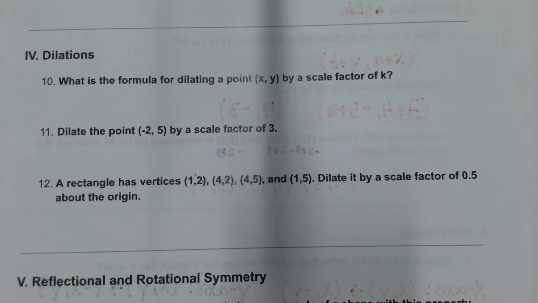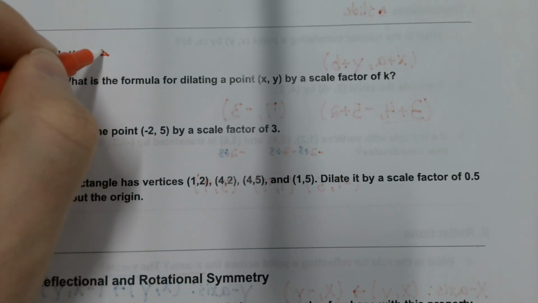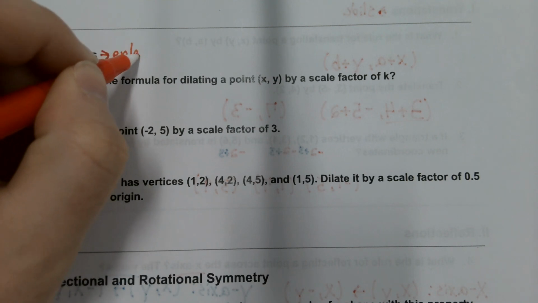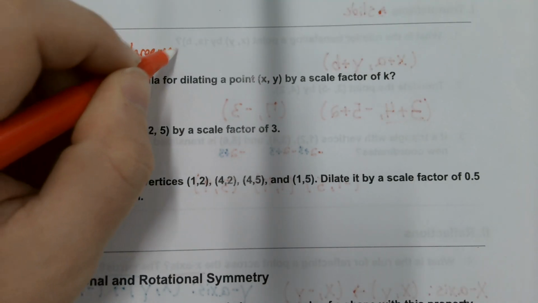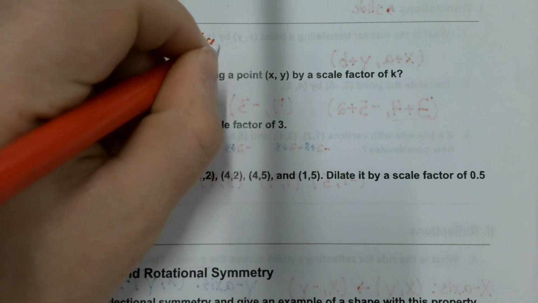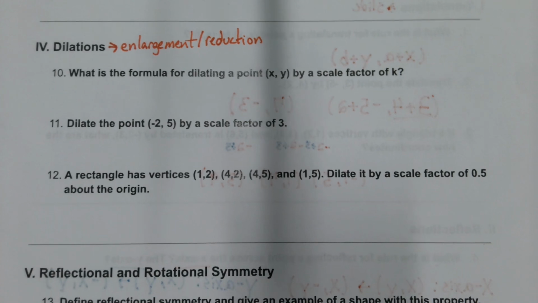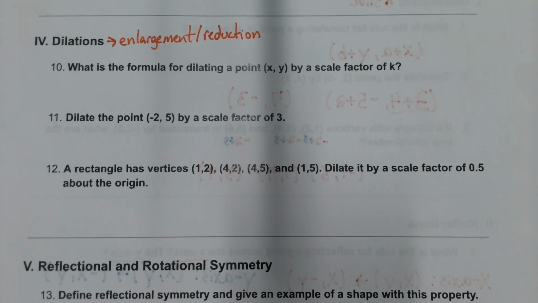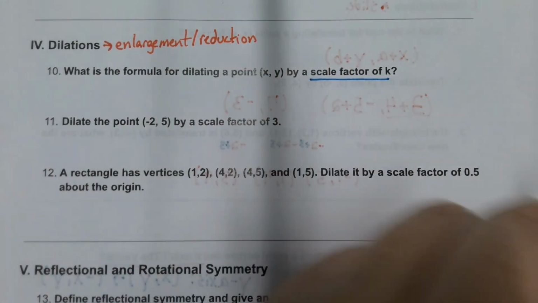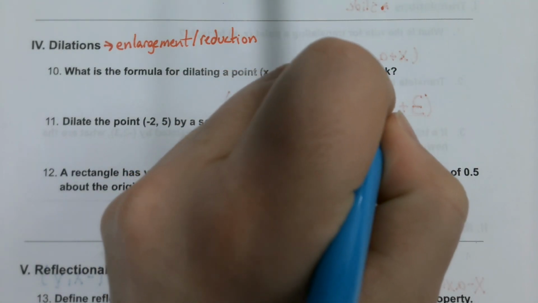All right, so now let's take a look at dilations. Again, remember, dilations is making something larger or something smaller. Again, in math terms, we would say enlargement or reduction. So again, if you want to write that, this is going to be an enlargement or a reduction, depending on the scale factor. So if we look at number 10, it asks, what is the formula for dilating a point (x, y) by a scale factor of k? Again, whenever I see scale factor of k, that is multiplying, right?